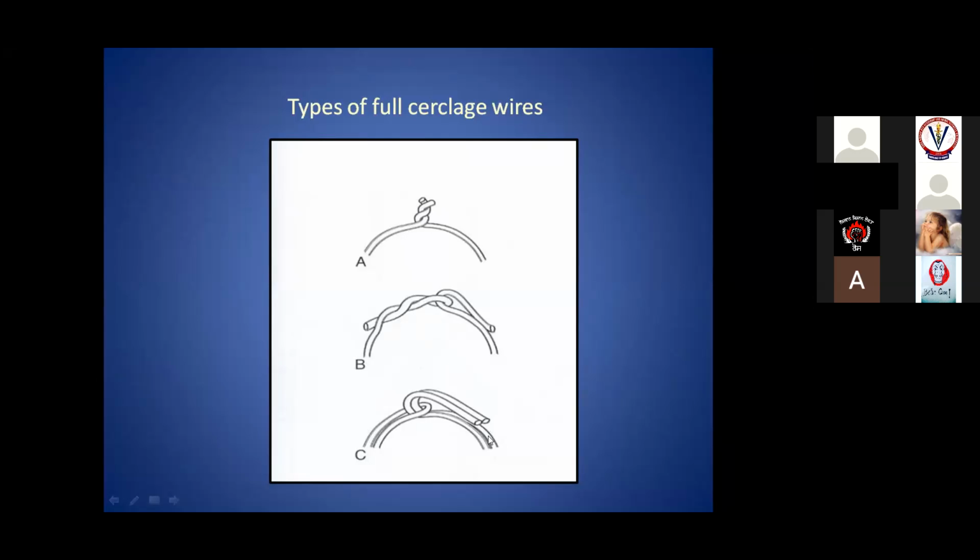The third method is you make a loop of the wire and insert the other ends through the loop and then bring them back and press it again. So this is the third method. The majority of surgeons use this twisting method to secure the circular wire.